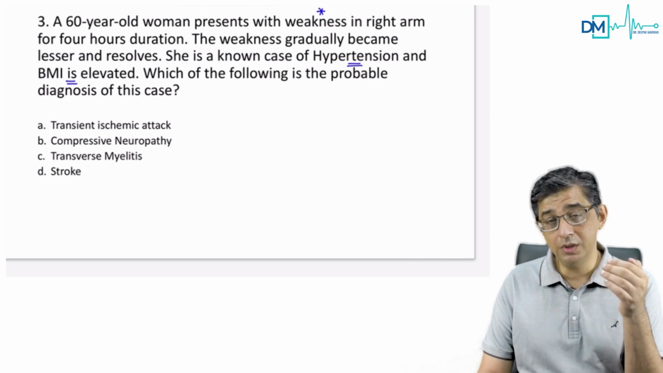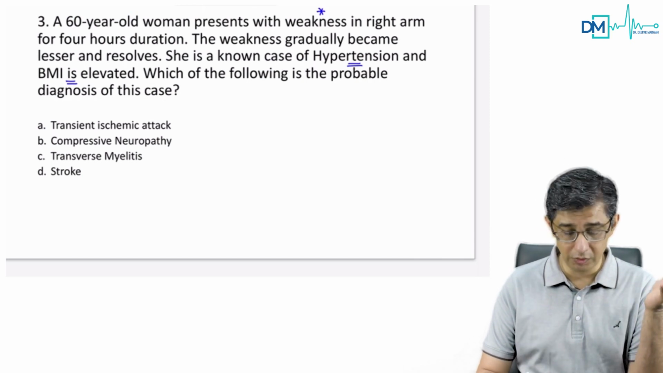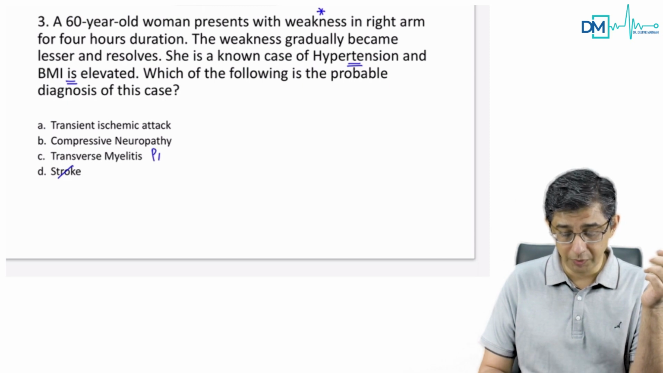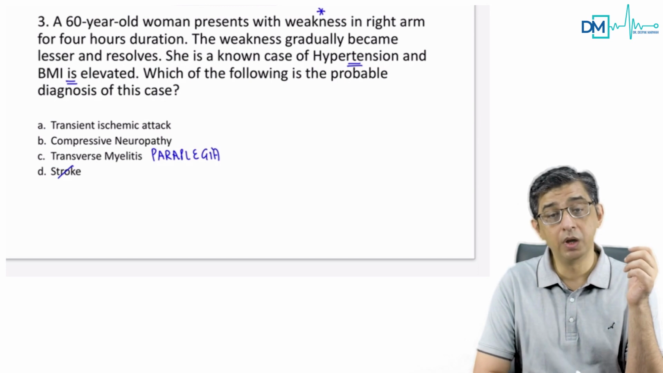So this is definitely not stroke. You see, in stroke, the symptoms are not going to ever resolve. So you can rule that out. Transverse myelitis, how can you rule it out? It's going to present with paralysis of the legs. That's going to be paraplegia. So it's definitely ruled out. So you are left with two.